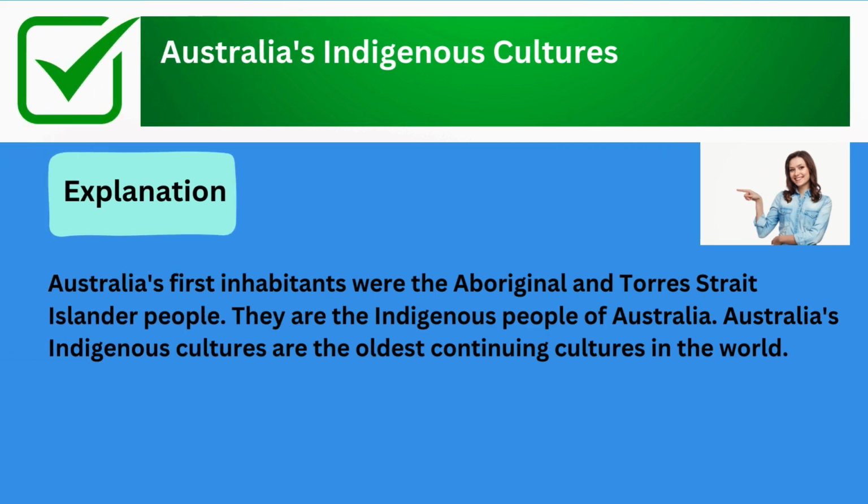The correct answer is Australia's indigenous cultures. Explanation: Australia's first inhabitants were the Aboriginal and Torres Strait Islander people. They are the indigenous people of Australia. Australia's indigenous cultures are the oldest continuing cultures in the world.